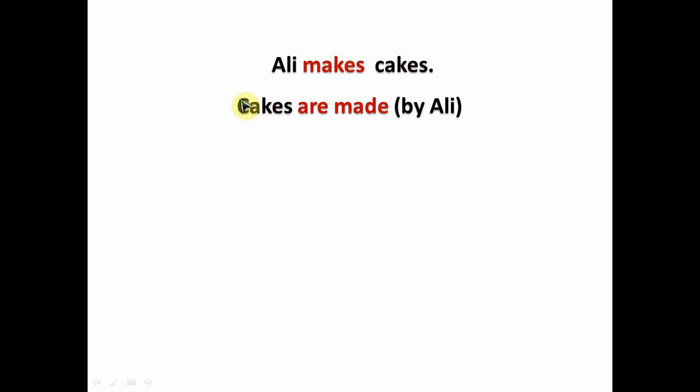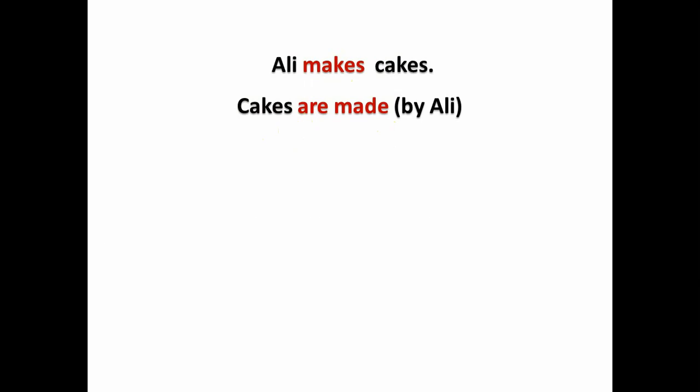Okay, now let's turn to the next one. Cakes are made. Here I started with a noun which is the object of the first sentence. Then verb to be, then the past participle of make. So object, verb to be, past participle. The first one is an active sentence and the next one is a passive one.